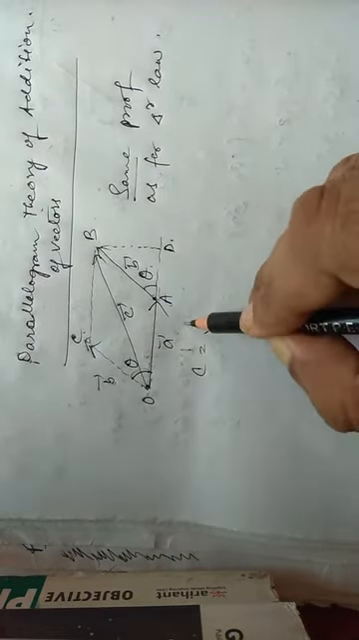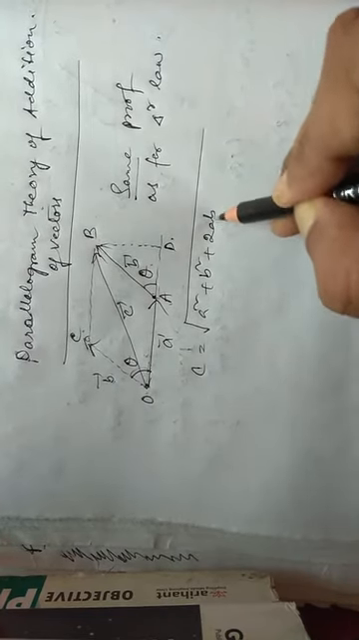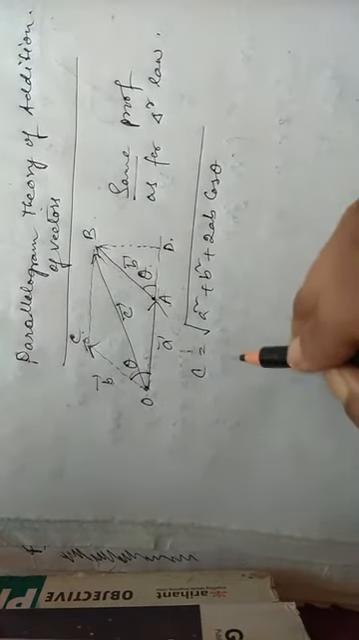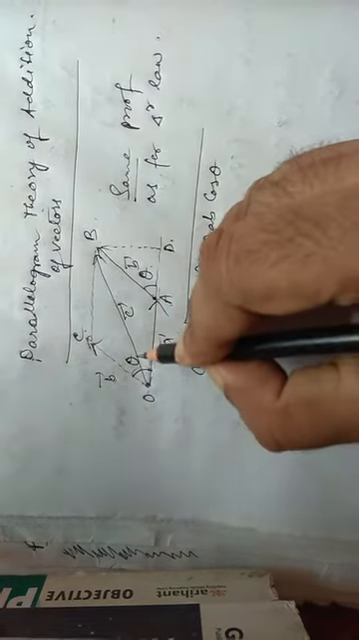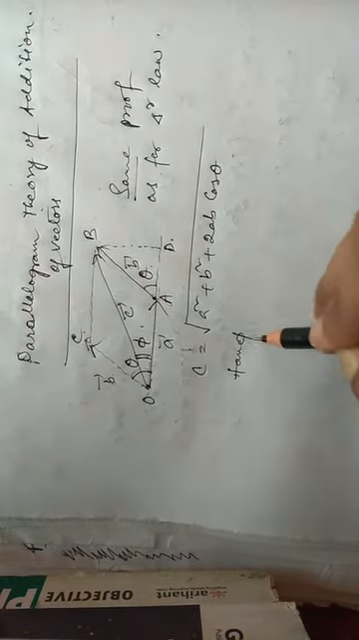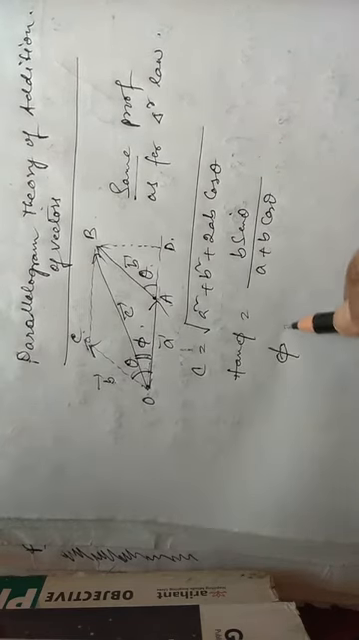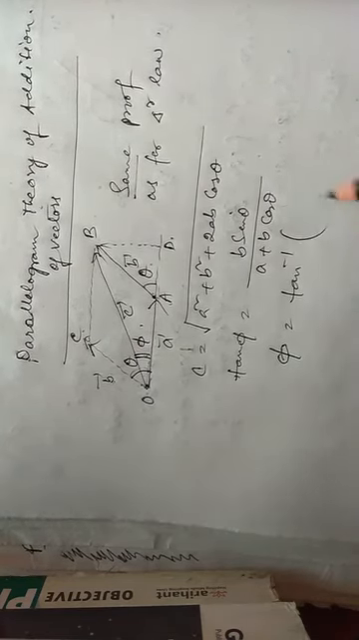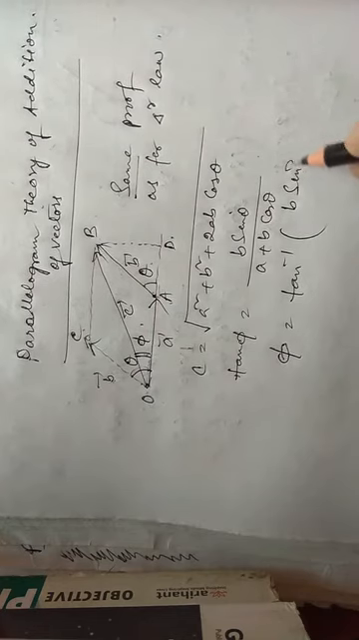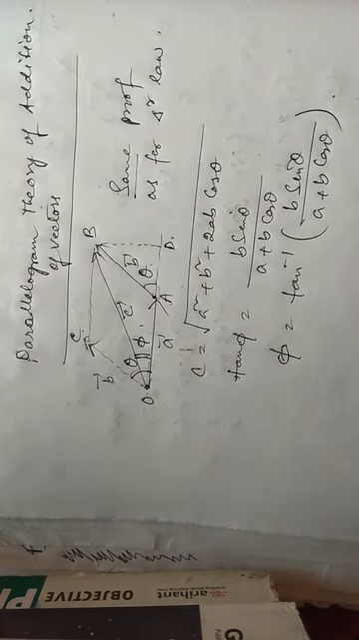Now C was the square root of a square plus b square plus 2ab cos theta, and this was phi, so tan phi was b sin theta by a plus b cos theta, or rather phi is equal to tan inverse of b sin theta by a plus b cos theta.